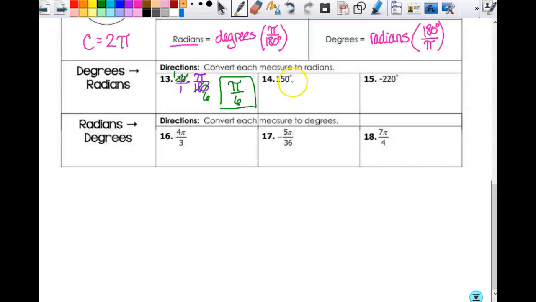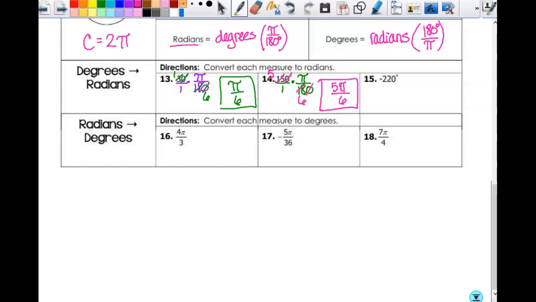All right, so now I'm going to multiply this by pi over 180. 150, you'd have to just know what that is in radians also. But right now, all you have to do is convert. So I'm going to knock out the zeros. What can I reduce those both by? 3. So this is going to leave you with 5. This is going to leave you with 6. So that gives me 5 pi over 6 radians.